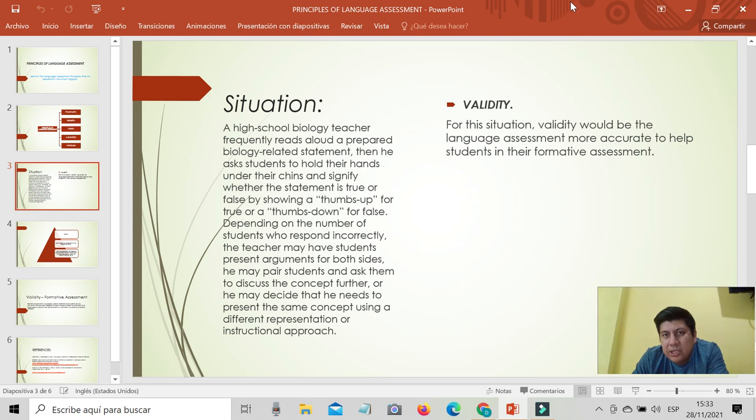When the teacher asks for students' arguments or for students' inferences, he can provide the feedback. He can correct the students, and the students realize where they made the mistakes.